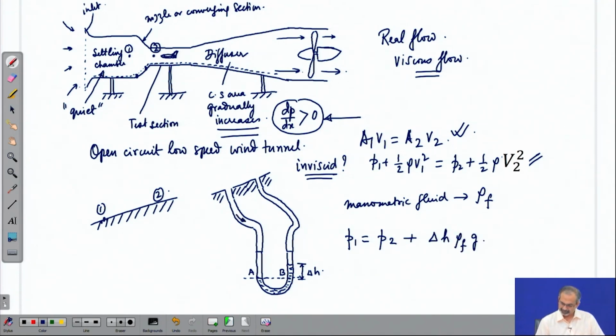So, P 1 is sensed by this side, P 2 by this side of the manometer. P 1 is larger than P 2, and therefore, the manometric liquid is pushed further down on the limb which is connected to the P 1 side, and the difference in pressure between the two is basically given by the hydrostatic pressure equation.